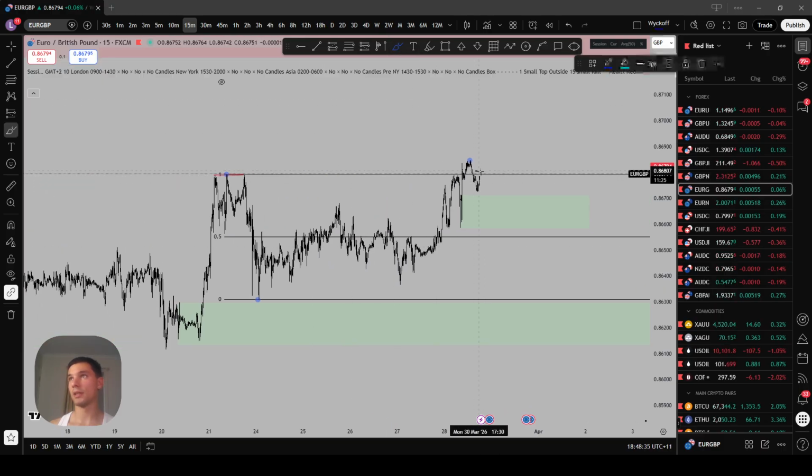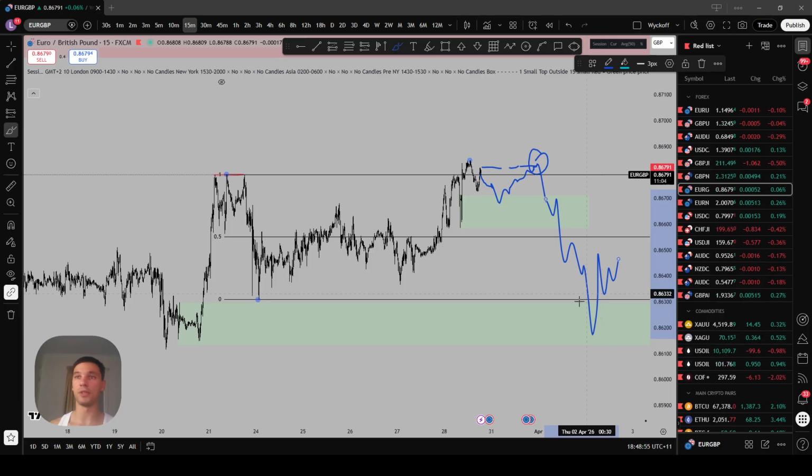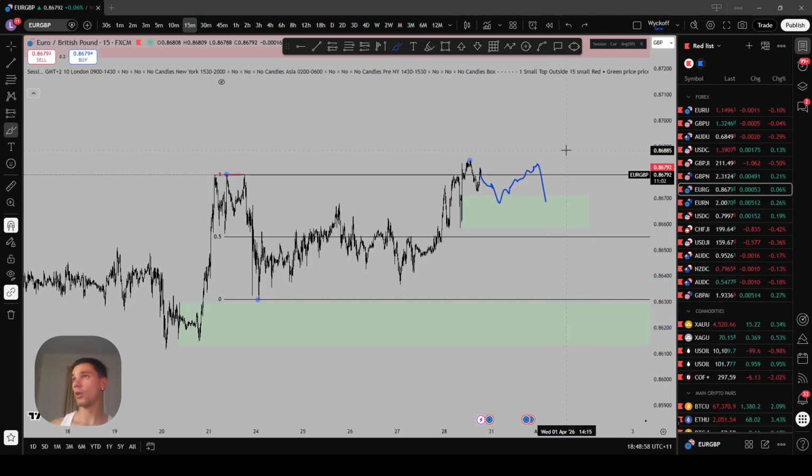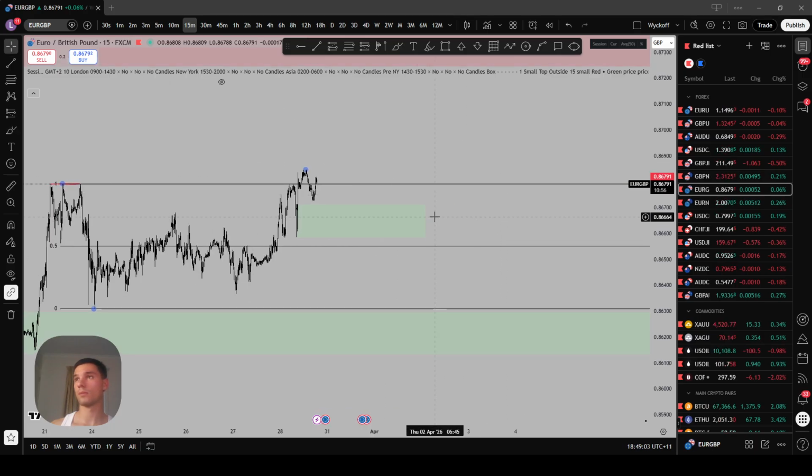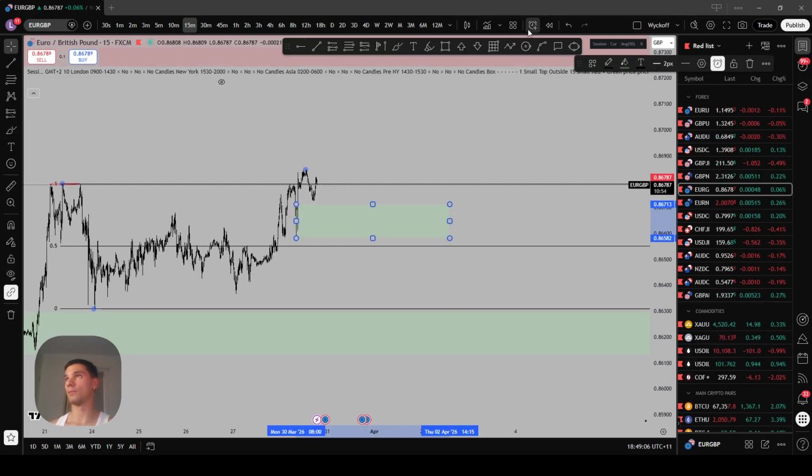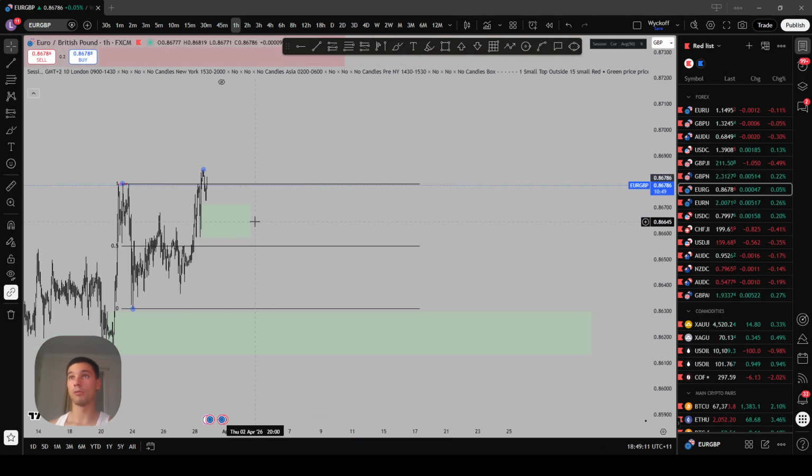Wouldn't mind seeing something like this. We make a real slow move back up, deviate or sweep this extreme liquidity right there, create that third tap, and then flush down and probably react back up from this demand POI. So that's kind of what I would like to see from Euro GBP. But only time will tell.